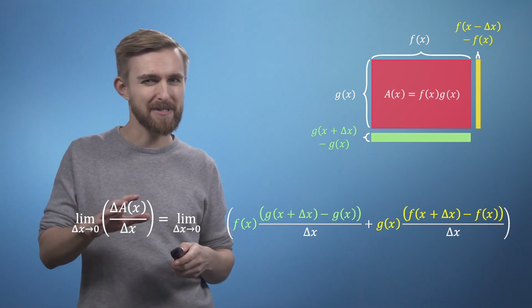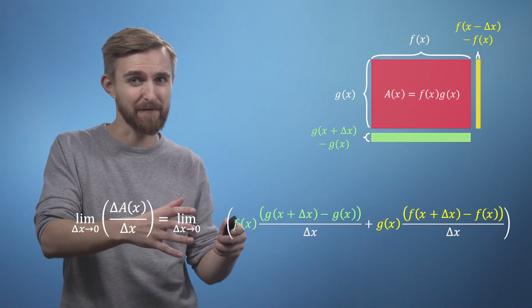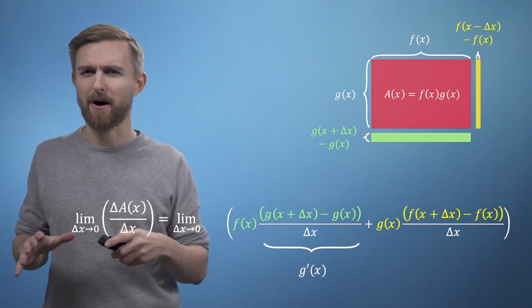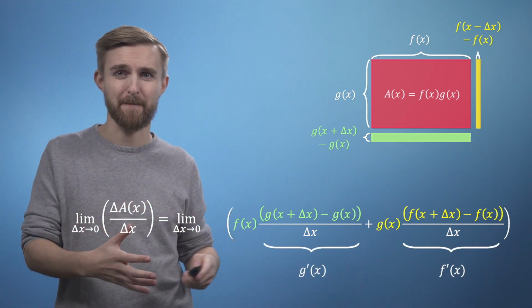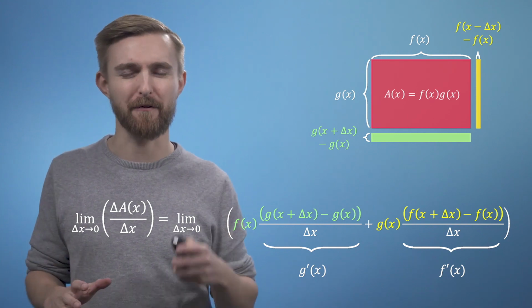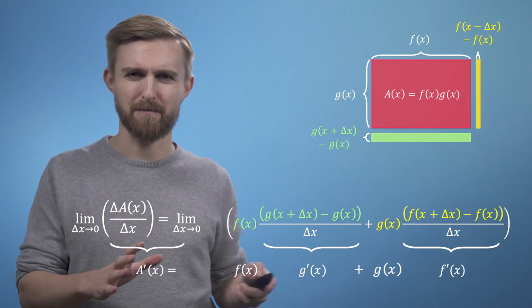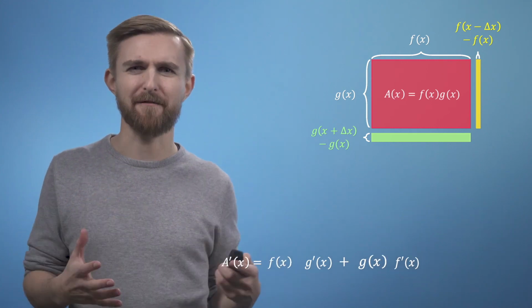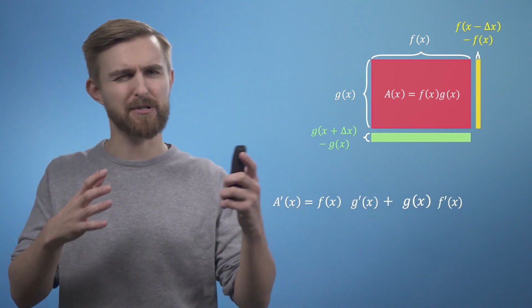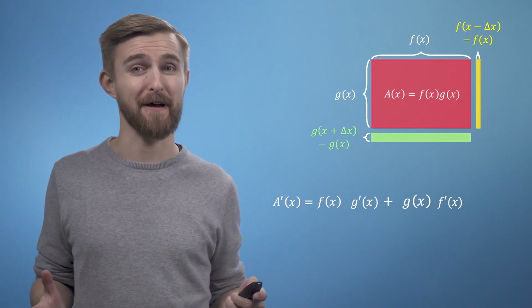What I hope you can see now is that the first part contains the definition of the derivative of g of x, and the second part contains the derivative of f of x, which means that we are now ready to write down our final expression for the derivative of a with respect to x, which has now just been reduced to this. The derivative of a of x is just f of x times the derivative of g of x plus g of x times the derivative of f of x.